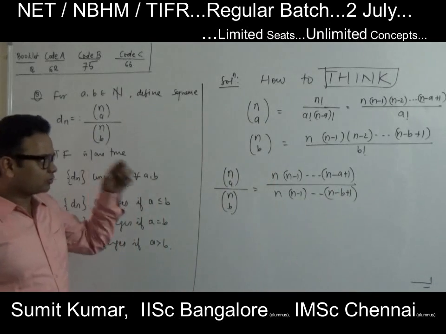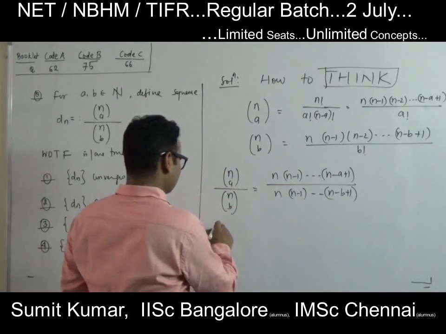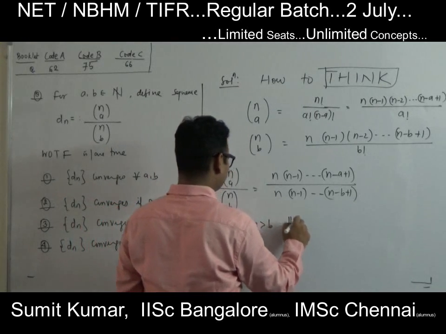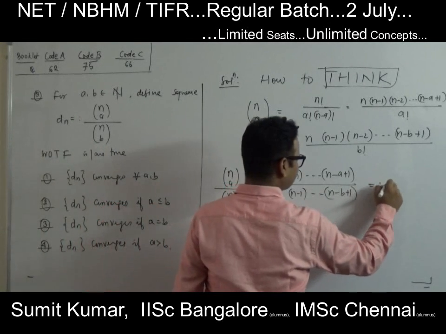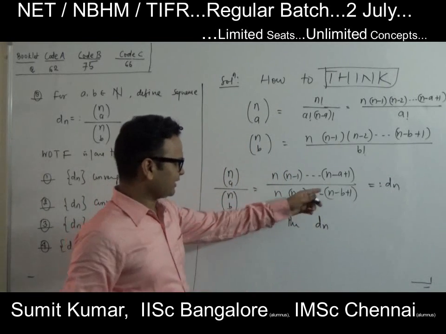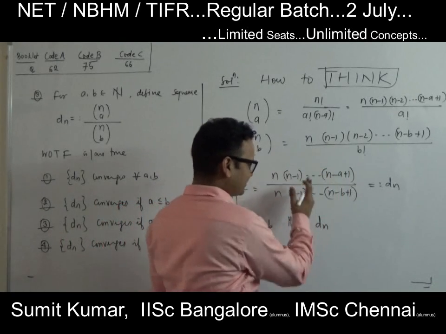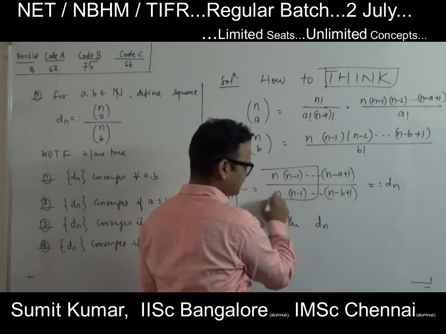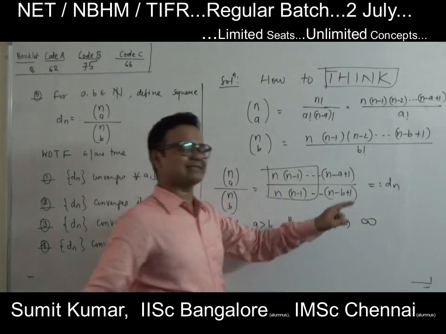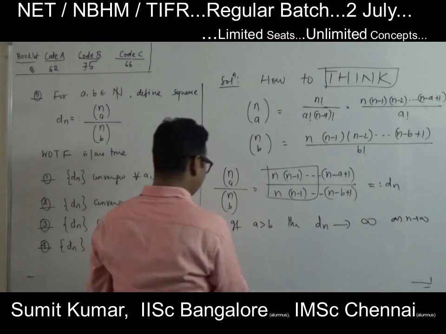We don't know whether a is greater than b, a equal to b, or a is less than b. So let's do it case by case. If a is greater than b, then of course this is your Dn. The upper terms are more than the lower ones, so something will be cancelled and you will get some more terms. So Dn tends to infinity as n tends to infinity, because n will be there.